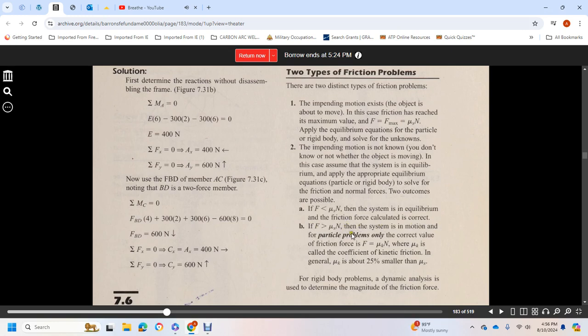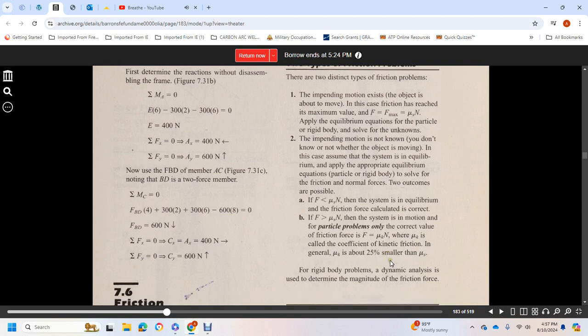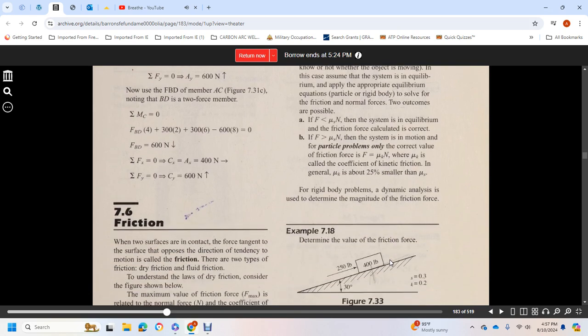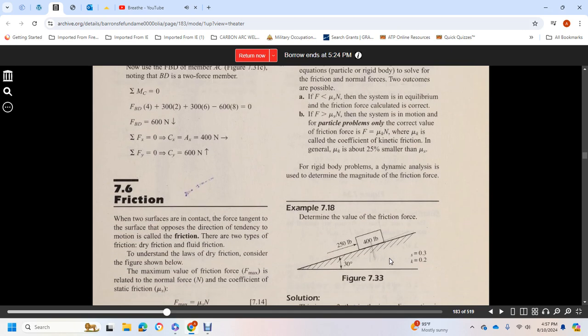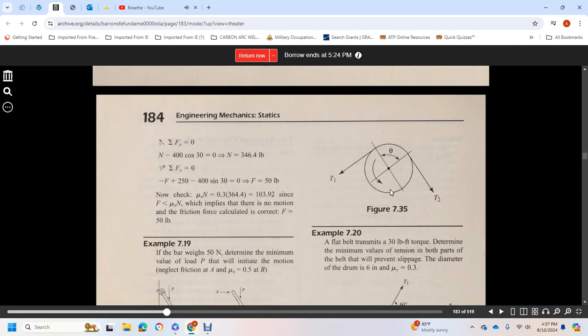the system is in motion, and the friction force must be corrected. The friction force is equal to the coefficient of kinetic friction times the normal force. The coefficient of kinetic friction is generally about 25% smaller than the coefficient of static friction. For a rigid body problem of dynamic analysis, you have to determine the magnitude of the friction force.